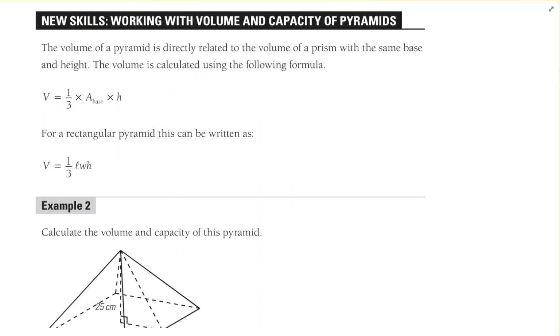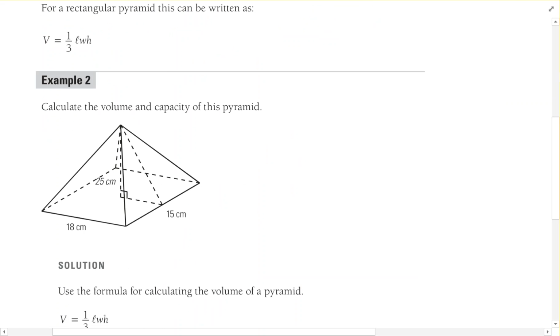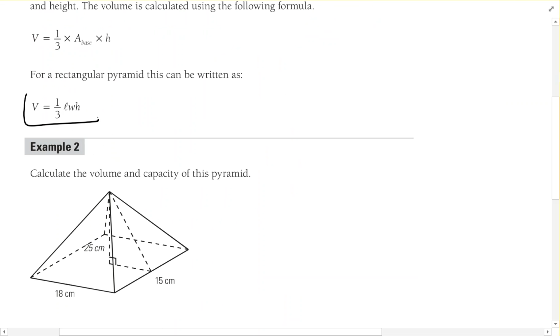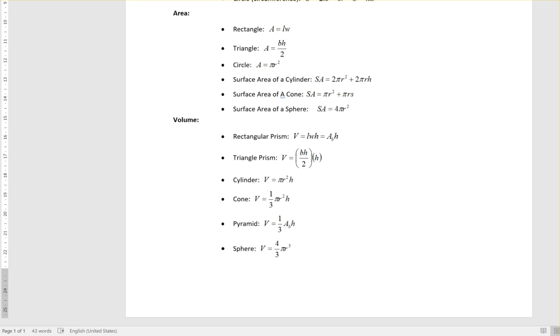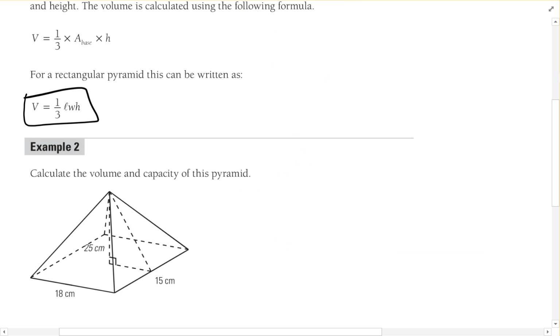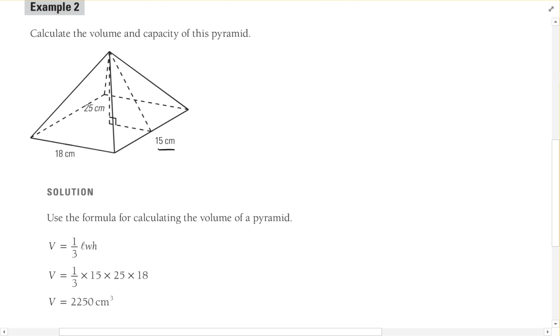Okay, now we're going to be dealing with volume and capacity of pyramids. We have a new formula, 1/3 length times width times height. So that's also on your formula sheet, right? Except on this one it says pyramids equal to 1/3 area of the base times height. That's the same thing as length times width, right? Because that's just figuring out what the bottom of our pyramid would be. So same thing. You guys can look through example number 2 for an example there.